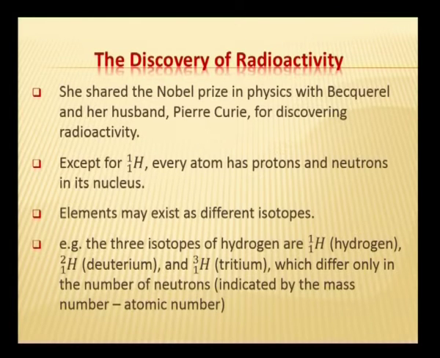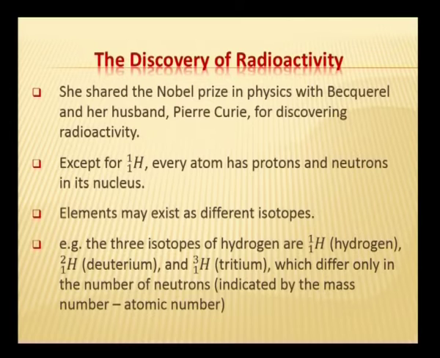Except for H, every atom has protons and neutrons in its nucleus. Hydrogen is the only element with but one proton, there are no neutrons. Elements may exist as different isotopes, that also you know. Hydrogen, deuterium. Deuterium means what? Again it is hydrogen containing 2 masses inside the nucleus. What are the two masses? One is the proton and the other the neutron. Okay. Tritium, what is 3? 3 refers to the mass number.